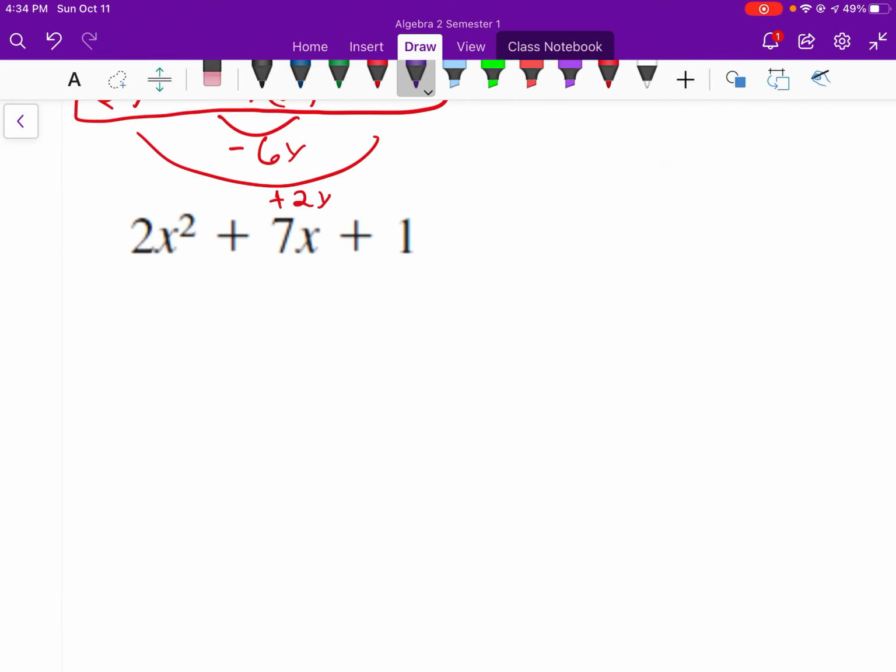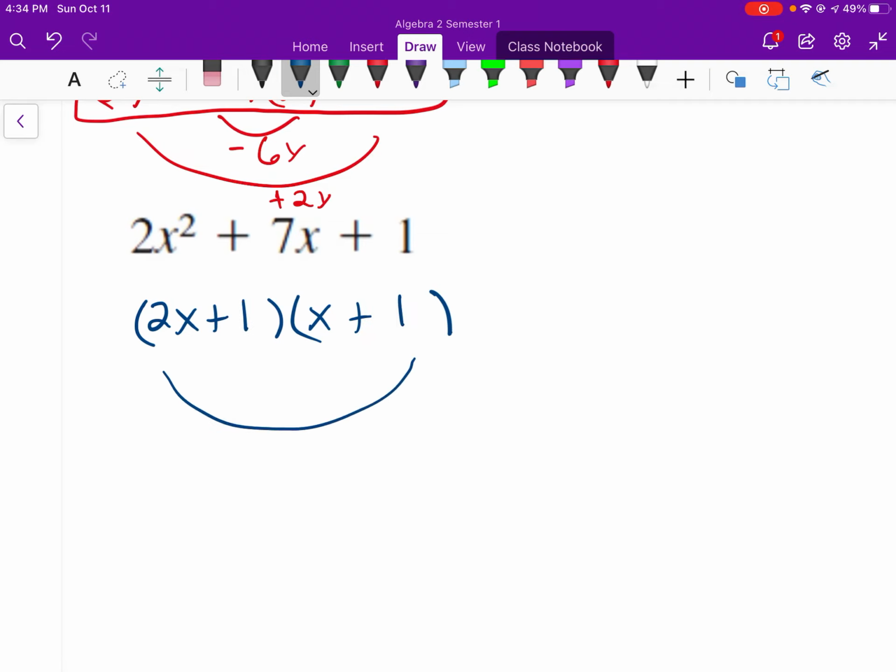Okay, so last two. No greatest common factor. Only way to get 2x squared is 2x and x. Has to be positive and positive. The only option for the last terms are 1 and 1. So we literally have one possibility here. And when we check it with our outside and inside, we don't combine to get that 7x. So this is a case where it is not factorable.